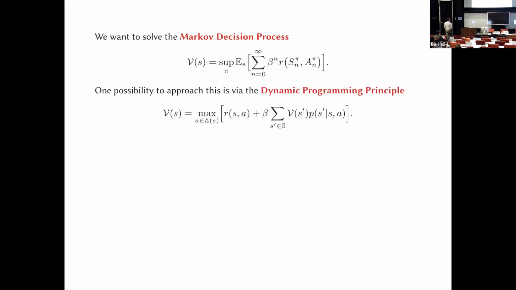So, a couple of preliminaries. Let me repeat one more time. This is our Markov decision process. This is the problem that we would like to solve. And we just saw dynamic programming is a way of approaching this.